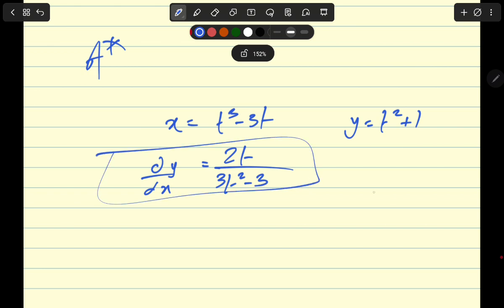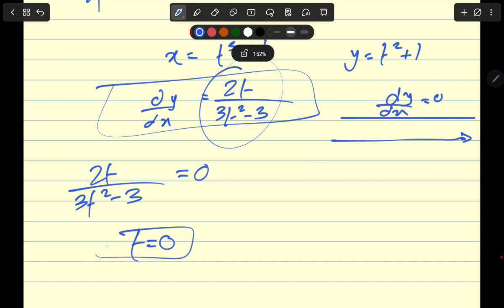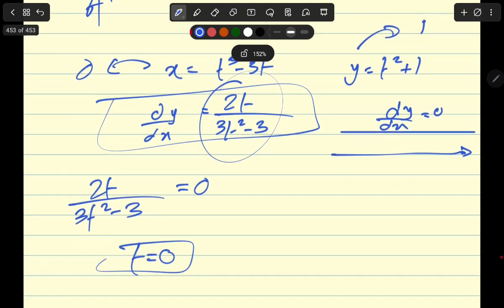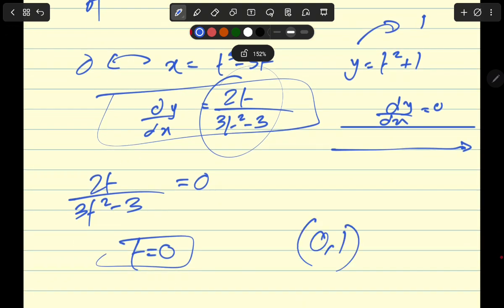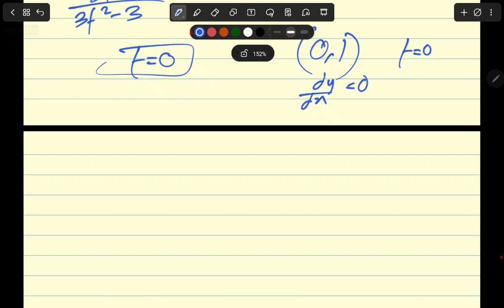Now, what does parallel to the x-axis mean? Parallel to the x-axis means that the gradient is 0, or dy by dx is going to be equal to 0. When dy by dx is equal to 0, it can only happen when t is 0, because 2t upon 3t squared minus 3, which is dy by dx, when you equate it to 0, t comes out to be 0. And when t is 0, x is going to be equal to 0 and y is going to be equal to 1. So the coordinate at which it occurs is (0, 1), and that's it.